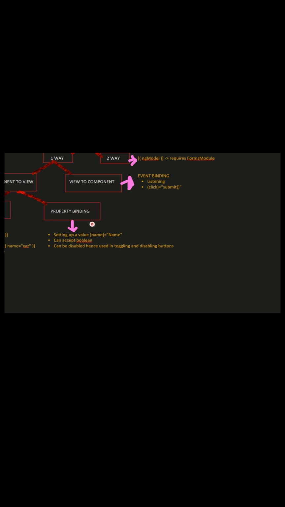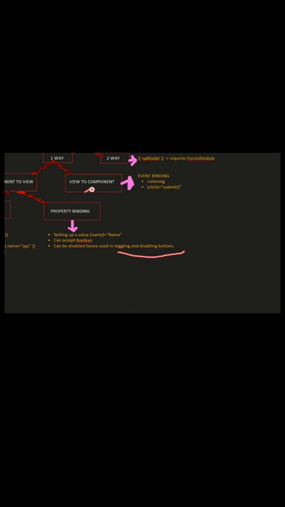And now property binding is basically setting up a value. Basically we assign this name in the template, and this name is written in the .ts file where we give the value, and this can accept boolean values also, and this can be disabled. Hence it is used in toggling and disabling buttons.